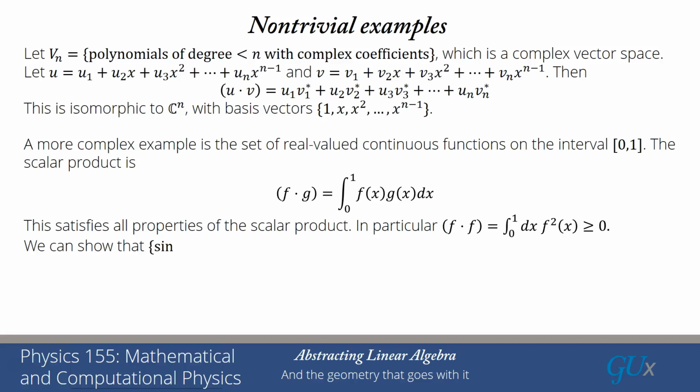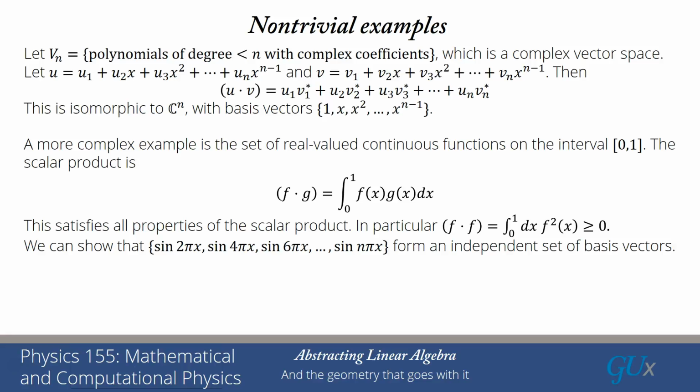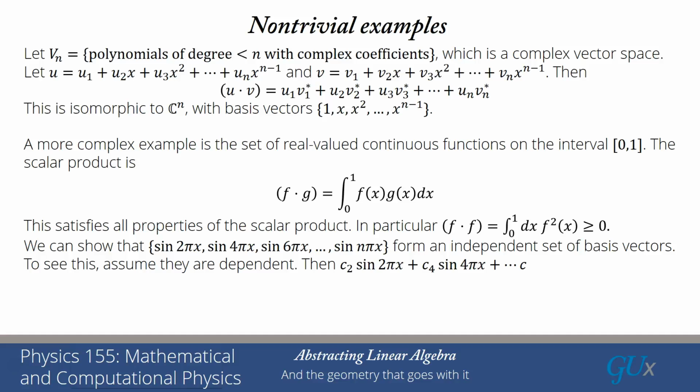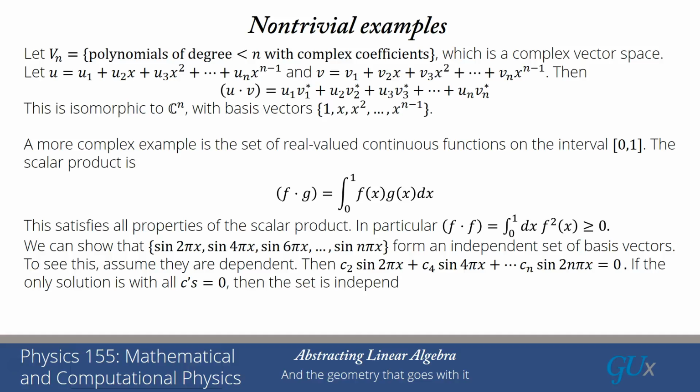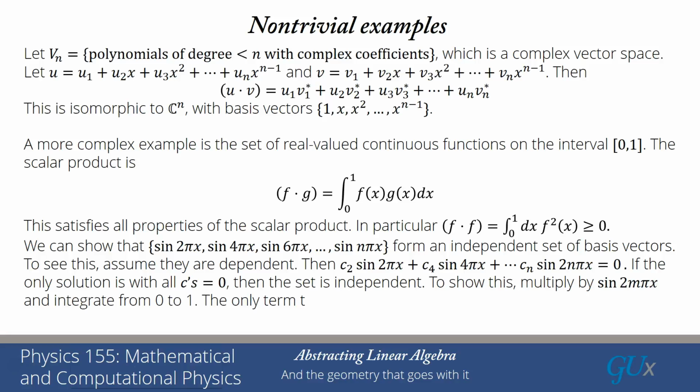All right, now let's talk about the basis. It turns out that sine 2 pi x, sine 4 pi x, sine 6 pi x, sine n pi x, with n actually going out to infinity, forms an independent set of basis vectors. And to see that these are independent, let's assume that they're not independent. Let's assume that they're dependent, which means there's a set of numbers, c2, c4, out to cn, such that this summation is equal to 0. Now, if we can show that the only solution to this is when all the c's are 0, then we can show that the set is independent.